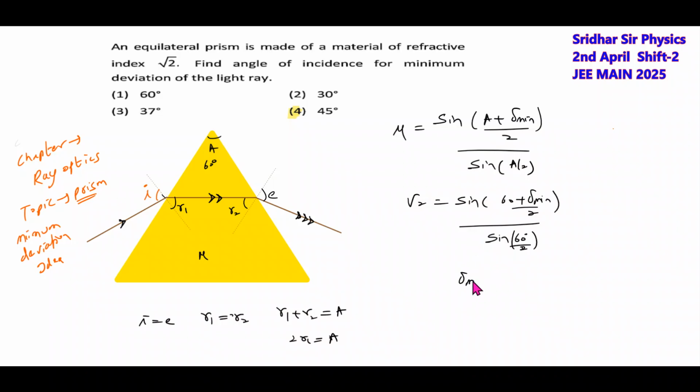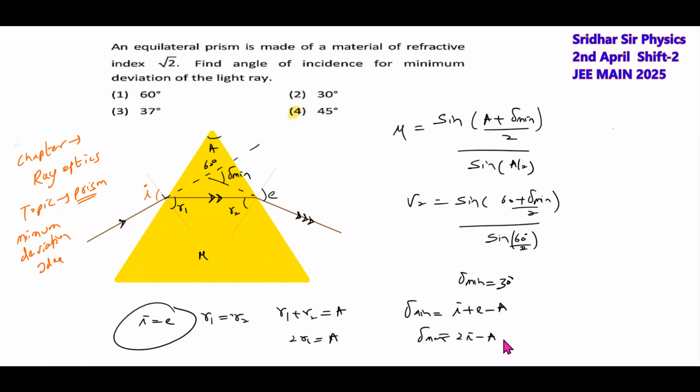So solving this, minimum deviation is 30 degrees. What is that minimum deviation? It will be here. So what is this minimum deviation? It is equal to I plus E minus A. And we know at minimum deviation I should be equal to E. So what is the delta minimum? Delta minimum we already know is 30 degrees, and the angle of prism is 60 degrees. So the angle of incidence will be 45 degrees.